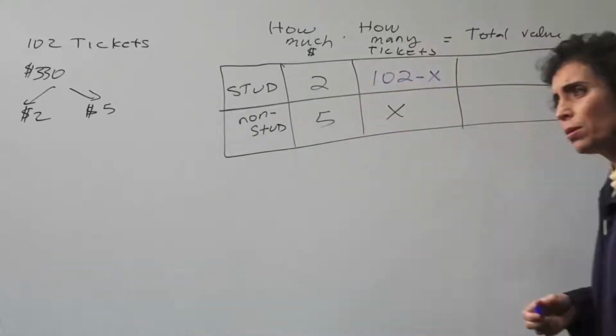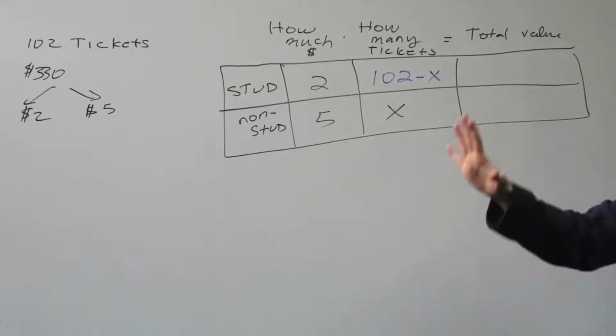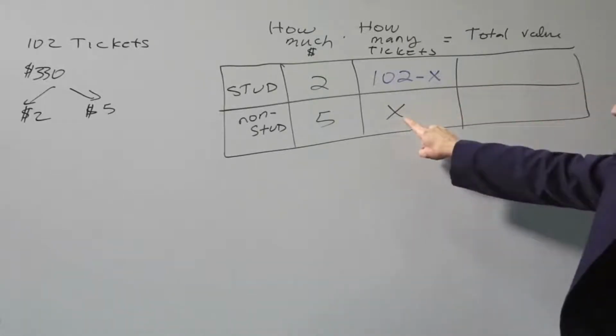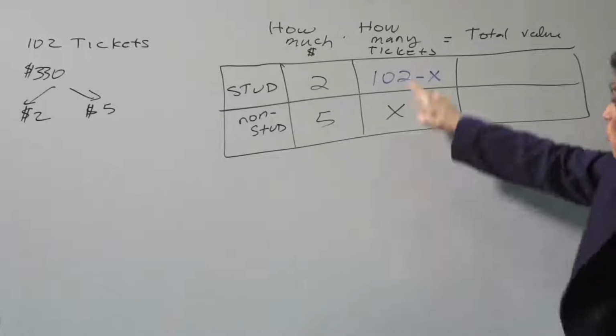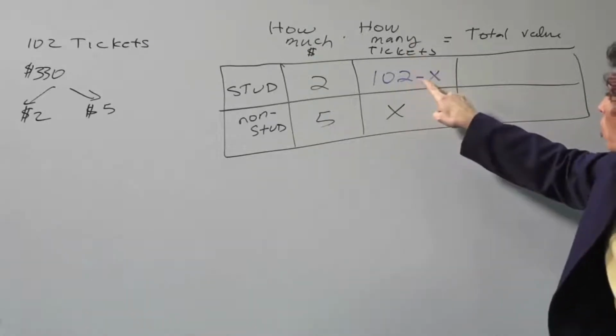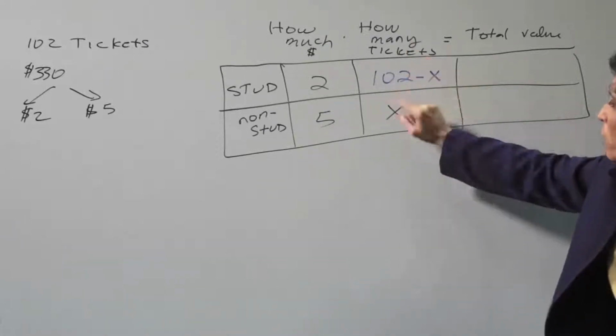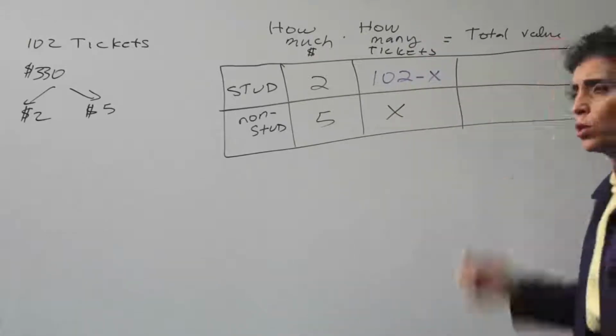Does that make sense? I can check that in so many ways. Watch how I can check that. I can check that by adding this. This is supposed to add up to 102, and it does, because negative X plus X is 0, and I get 102.